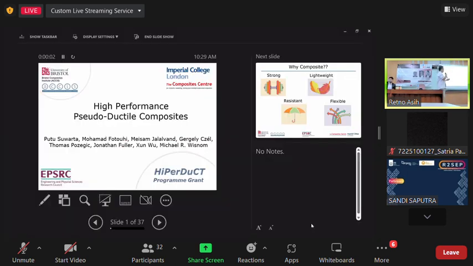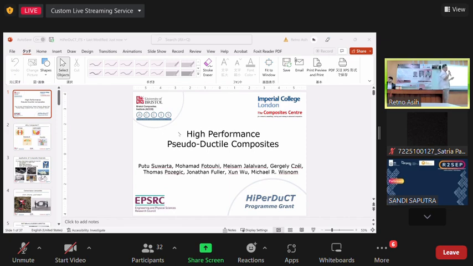So this is also related to what we call smart sensors or adaptive structures: a structure that can carry a load and also give information about the state of damage that has already occurred in the material. So why do we call it high performance pseudo-ductile composite? As we know, carbon fiber, if it works alone, fails in a brittle manner. It just snaps without any sign of deformation or visible damage.